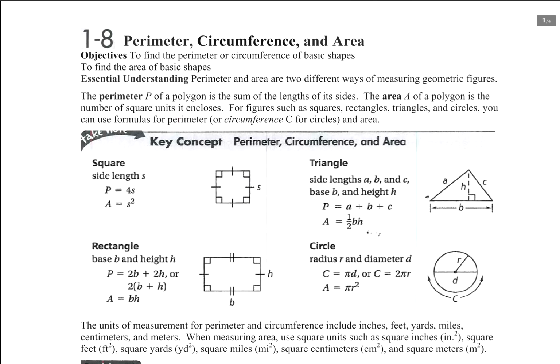1.8, perimeter, circumference, and area. This lesson should be pretty much of a review. You should have seen all of these formulas before. Our objective is to find the perimeter, also known as the circumference if it's a circle, and area of basic shapes. Okay, a few definitions, some vocabulary for us here.